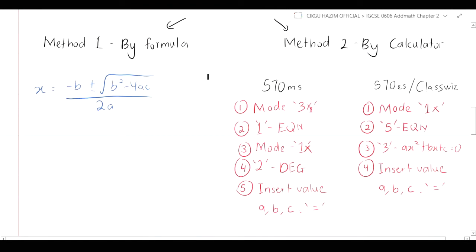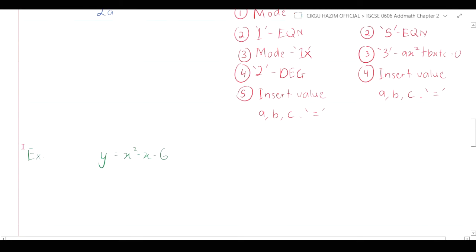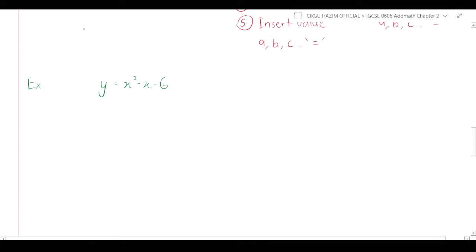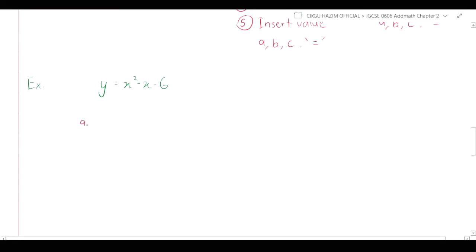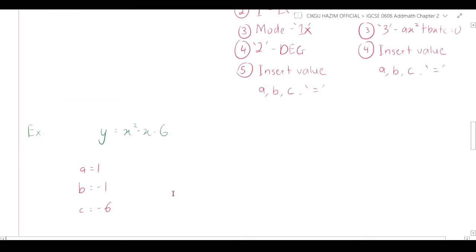The steps here are: press mode 3 times, press equation, and then press mode 1 time, press number 2 as the degree, and then insert the values a, b, c. How? Let's look at this example. Of course, we identify the values of a, b, c. a equal to 1, b equal to -1, and c equal to -6. And press everything in the calculator.